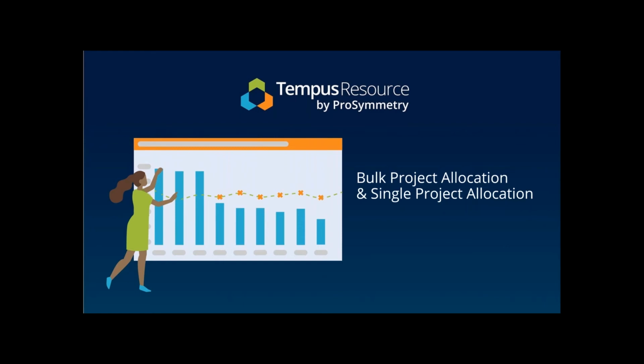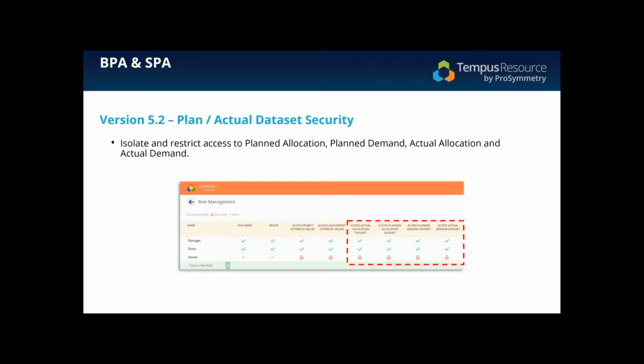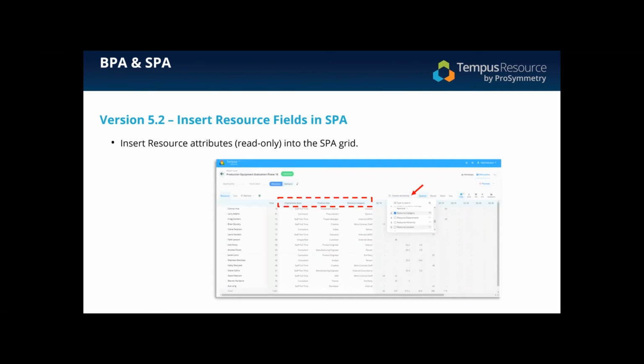So moving on, bulk project allocation and single project allocation screens. So a number of updates coming in 5.2. The first, and this has been requested for quite some time, is in security. What we've done is we've broken out under project access rules, or project access entitlements, access to actual allocation, actual demand, planned allocation, planned demand. So you can now separate out users that have access to the actuals versus those that have access to the planned information. So this is now available in 5.2, where you can again break those rights apart. That's been asked for again quite a bit.